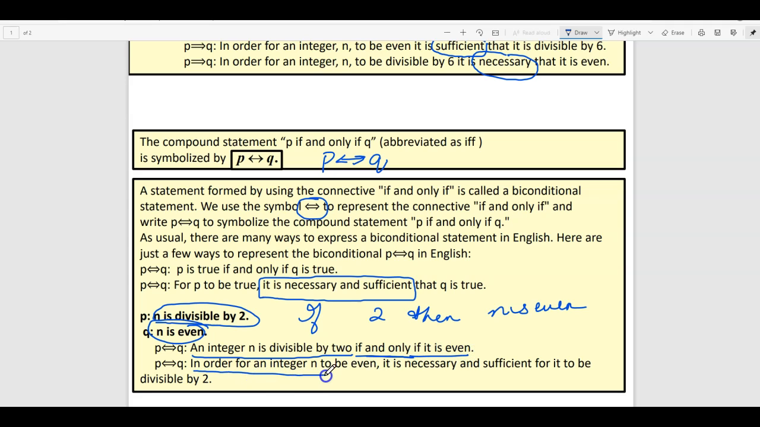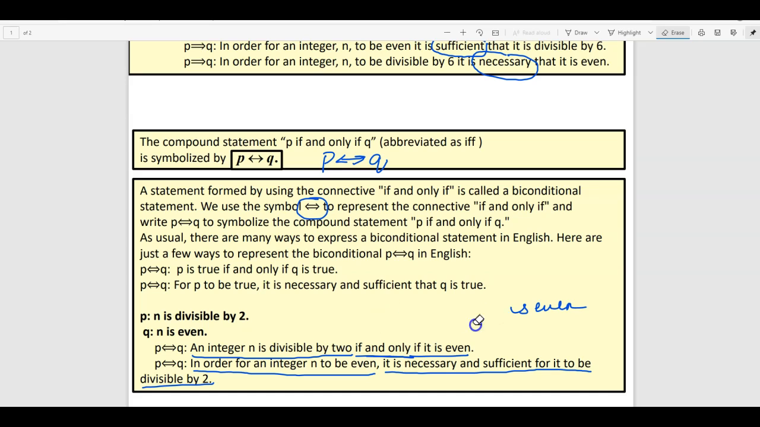In order for an integer n to be even, it is necessary and sufficient for it to be divisible by 2. So please keep in mind, it says here "in order for an integer n to be even," that means the Q statement is coming first. "It is necessary and sufficient for it to be divisible by 2" means the P statement is coming next. Now this will be very confusing, but let's take a look at some examples so this makes our life much easier.